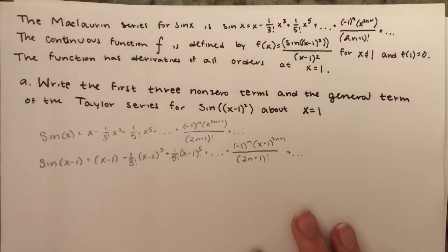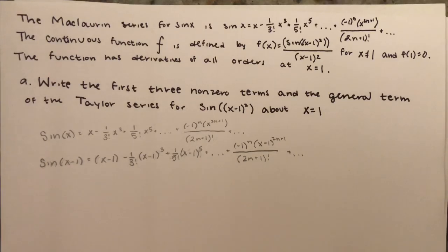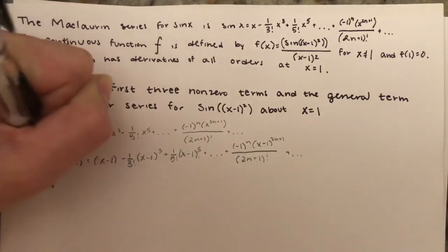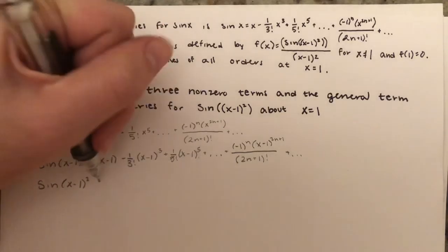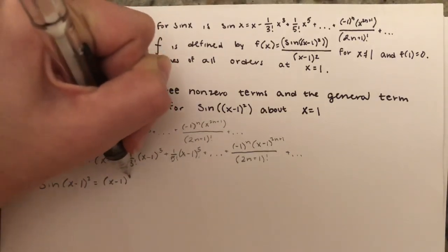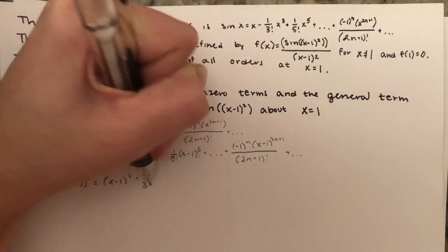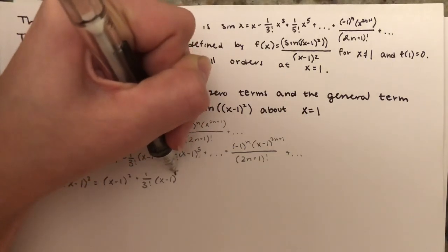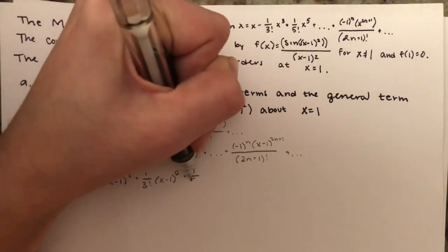So we're going to shift the Taylor series once again, and this time we're going to take all of our x minus 1s in the function and we're just going to square each of them. So for example, for 1 over 3 factorial x minus 1 cubed, it's going to turn into 1 over 3 factorial x minus 1 to the 6th.